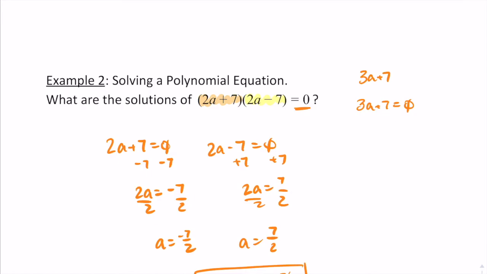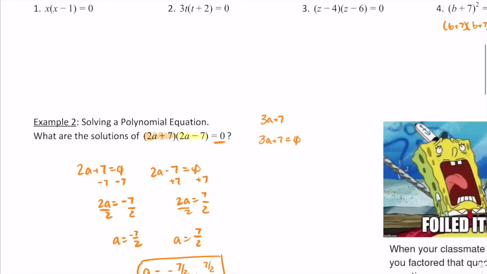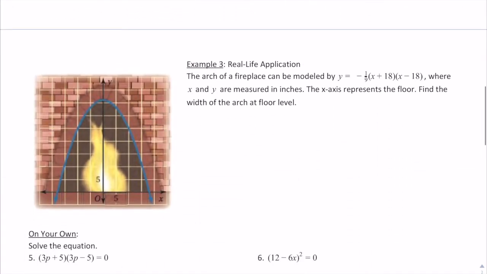Okay? The next example is the following. The arch of a fireplace can be modeled by y equals negative 1 over 9 times x plus 18 times x minus 18, where x and y are measured in inches. Find the width of the arch at floor level.